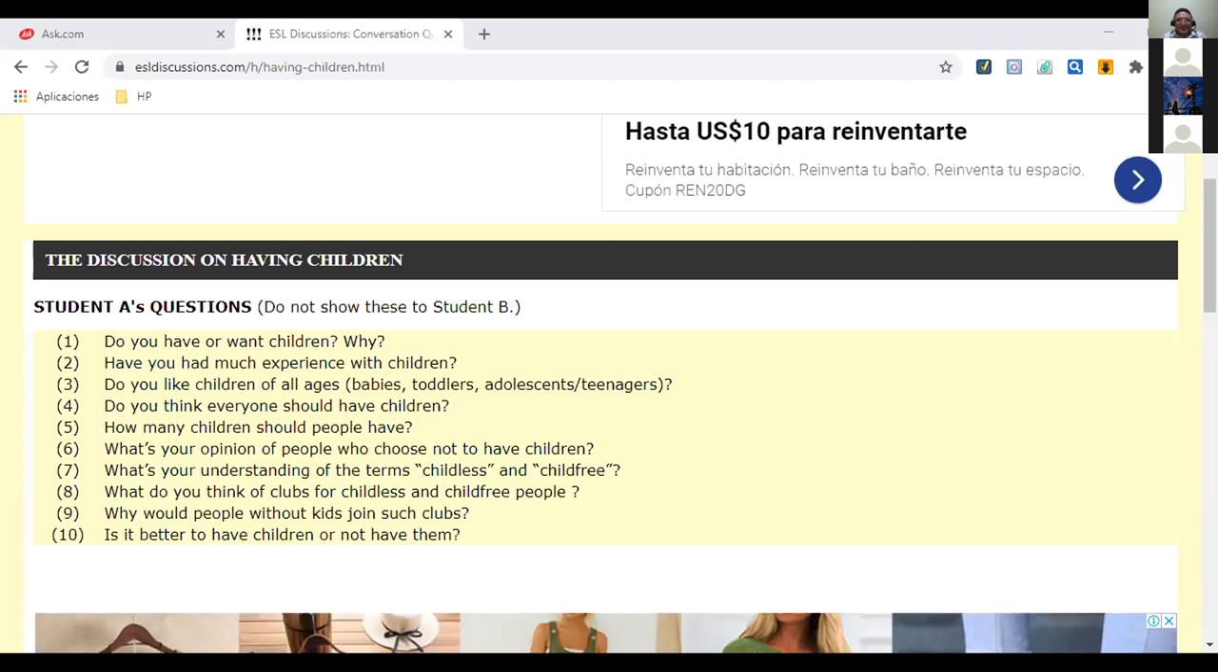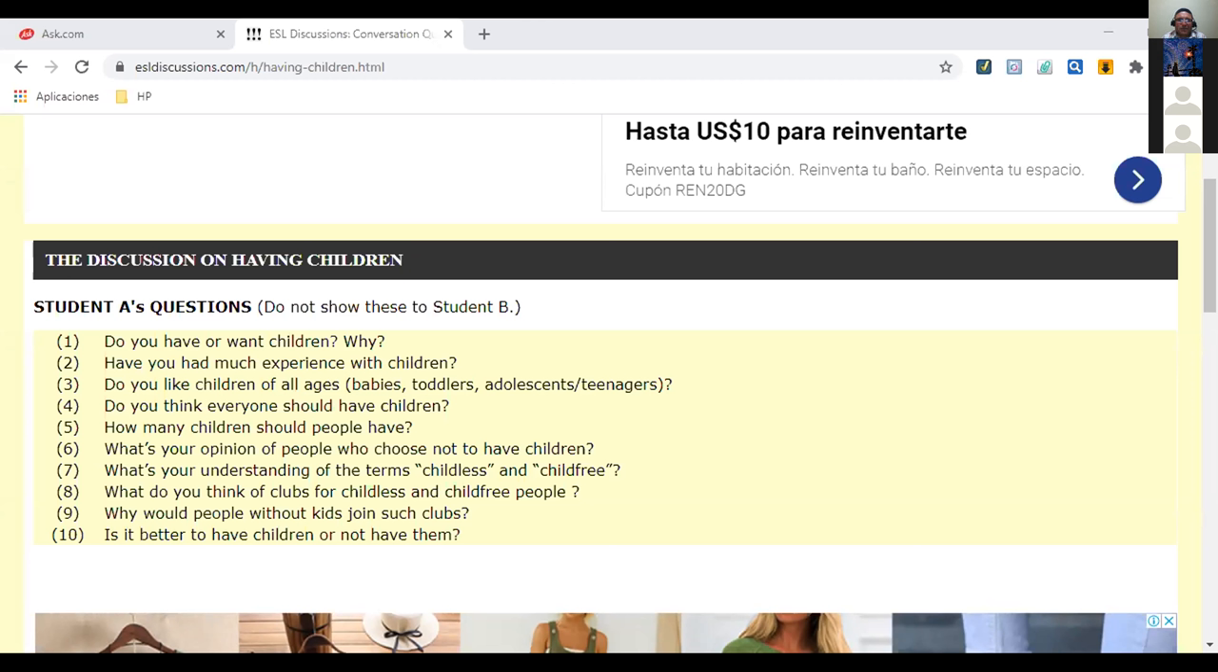All right. Question four, do you think everyone should have children? Or is it optional, a personal decision? Yeah, it's an option. Not everybody's under the same circumstances. Exactly. How many children should people have? Two, three. For me, two. Only two. A boy, a girl. More than two. Okay.